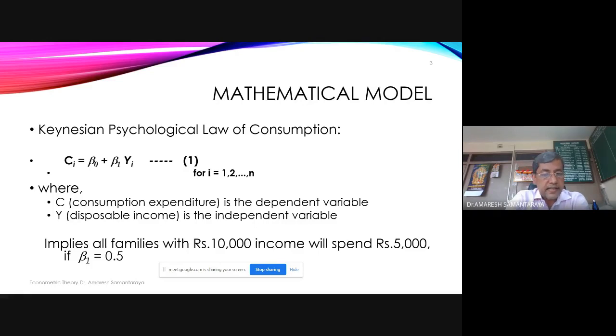This suggests that when YI increases by, say, 10,000 rupees, and say beta 1 is 0.5, for example, then the consumption expenditure of all 3 students, 1, 9, and 21, will increase by 5,000. But all of us know this is not realistic, because even if income increases by the same amount for all 3 students, how much their consumption will increase depends on several other aspects. One aspect could be the individual's nature, motivation towards saving.